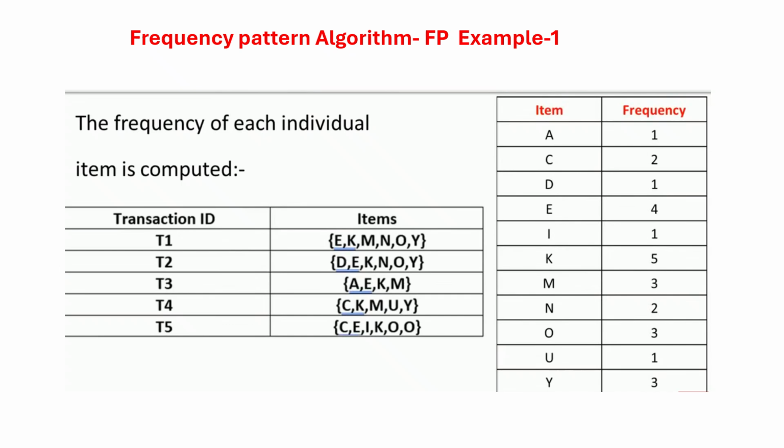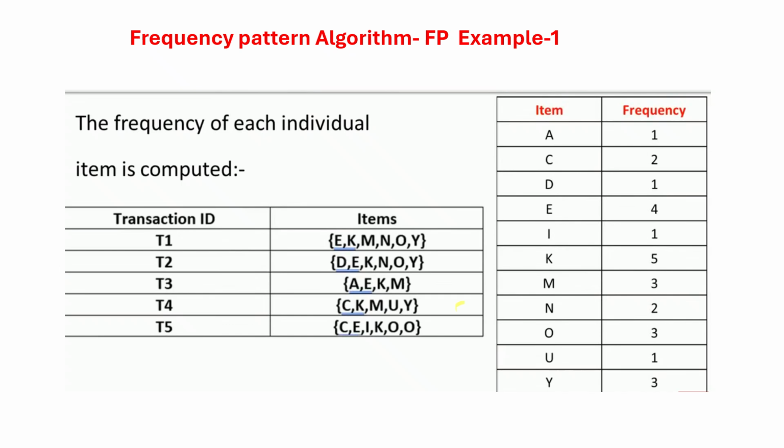E, K, M, N, O, Y. These are the item sets for T1. For transaction T2, D, E, K, N, O, Y, and T3, T4, T5, and so on. So we need to list all the items separately and write the frequency pattern. So what is the frequency pattern of this? Here we have to list all items. The items are A, C, D, E, I, K, M, N, O, U, Y.